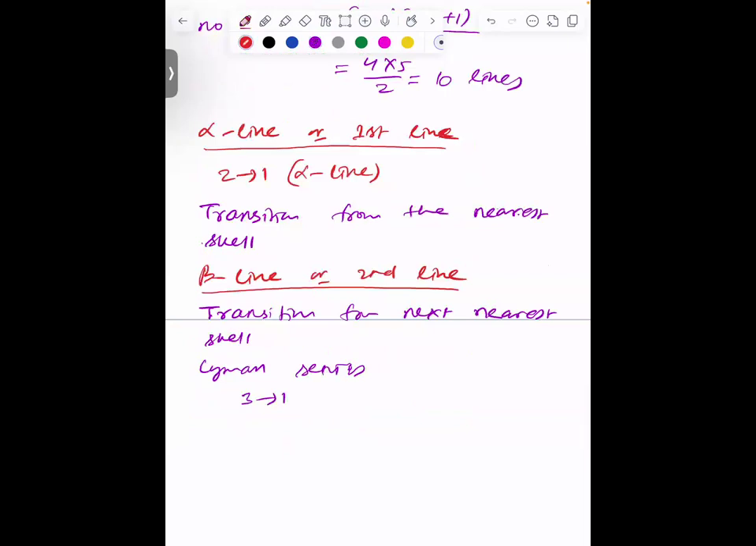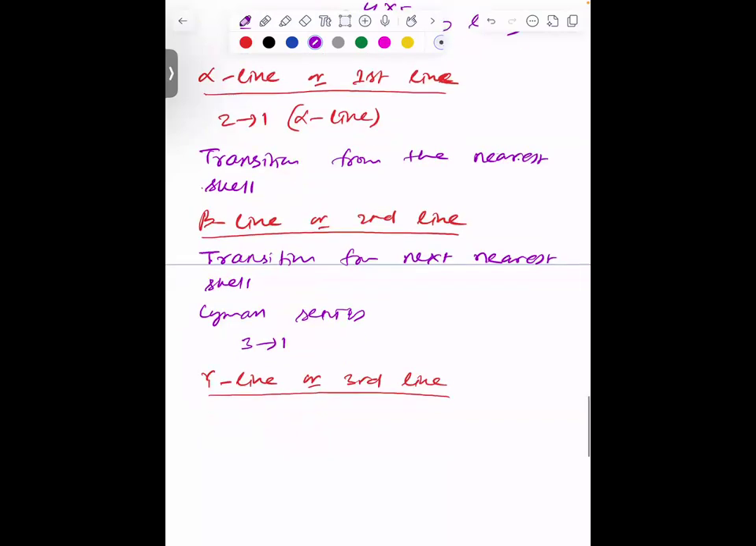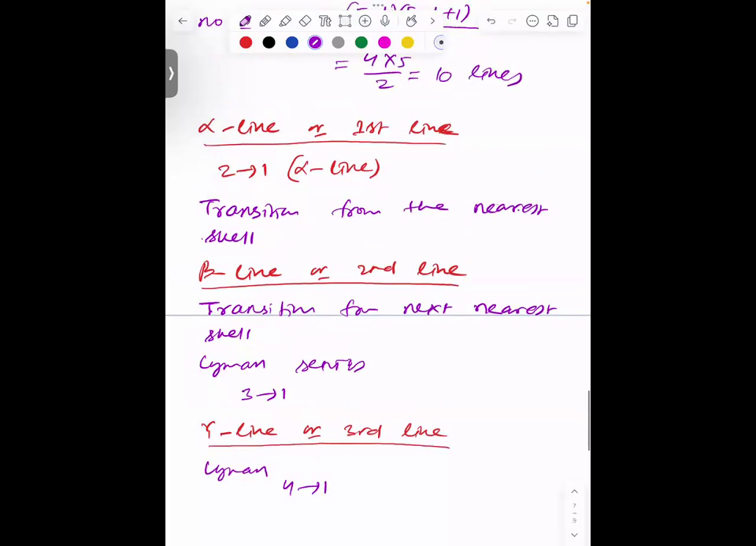Then come to gamma line or third line. So that is next to beta line. In Lyman series, the gamma line is 4 to 1. So I think alpha line, beta line, gamma line are clear. Whichever series is given, suppose Pfund series is given, you can easily tell which is the alpha line, beta line and gamma line. Okay. So I think it is clear.